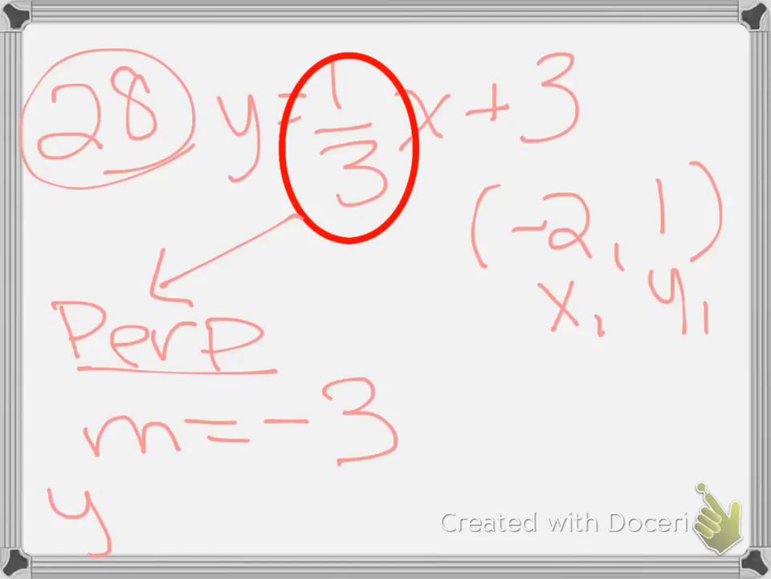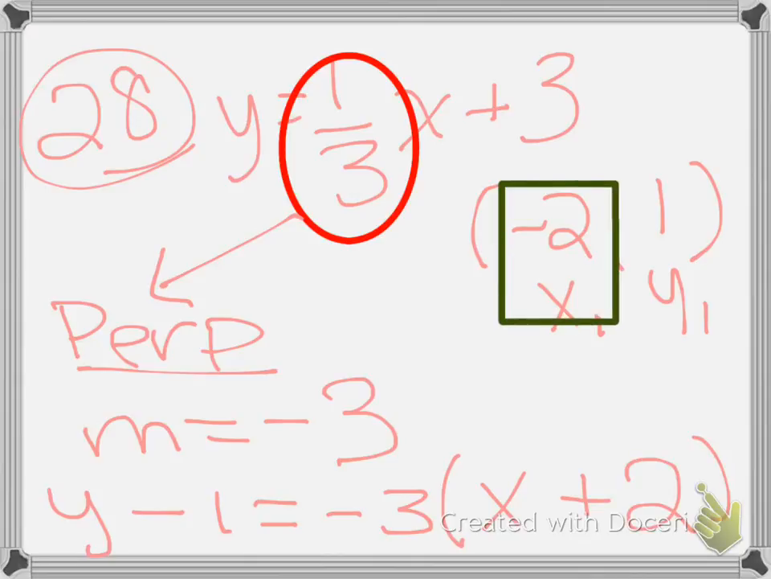And now I plug it in to my point-slope formula, and I solve for y. Again, just take note that I have a negative x here, and when it's x minus x1, that turns into a positive. Solve for y, just like we did in number 25. And I am now done with page 4 of the review.